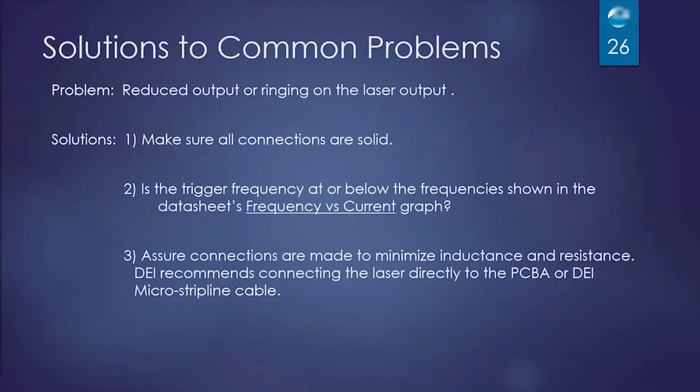Some other problems might be reduced output or ringing on the laser output. You need to make sure all your connections are solid. Second, make sure that your trigger frequency is at or below the frequencies shown on the safe operating area graph that we went over earlier. And third, you must ensure that the connections on your laser diode are made as well as possible to reduce inductance and resistance. You need to keep those leads as short as possible and soldered as well as you can. Also, you can use the micro stripline cable, but the output on a laser connected to that is never going to be as good as a laser connected directly to the printed circuit board.